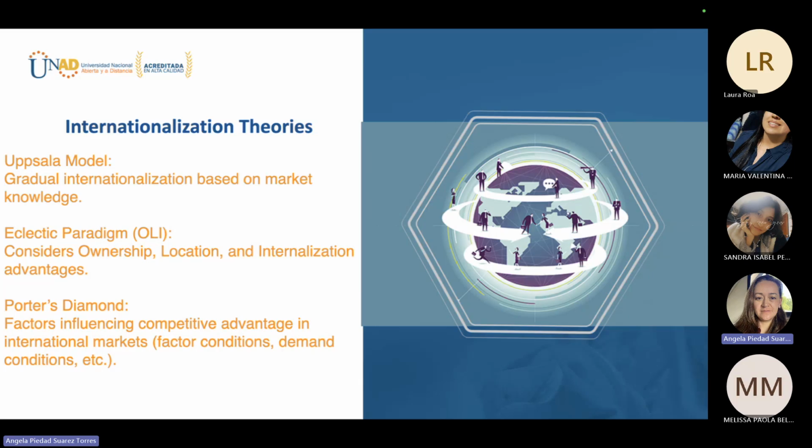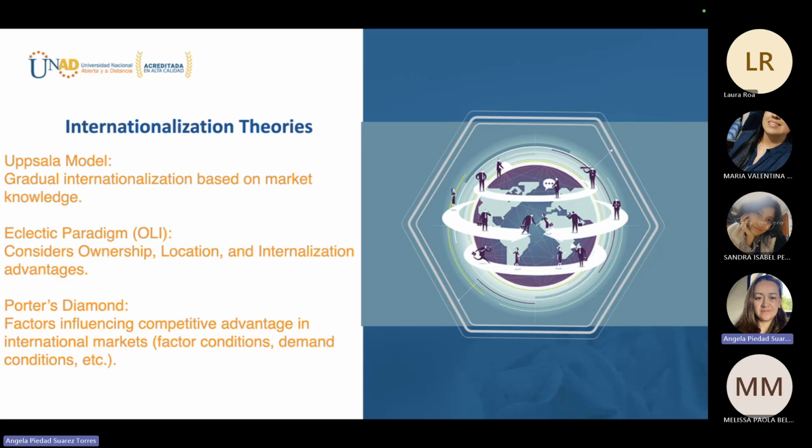So what do we really need if we want to go international by exporting, or by strategic alliances or joint ventures? What's important for us: to have control of the production or just to get into new markets? And Porter's diamond talks about the factors that influence competitive advantage in international markets: factor conditions and demand conditions. And today we can talk about innovation elements and competitive elements, those characteristics that may help us to be different and to have that competitive advantage in the market.